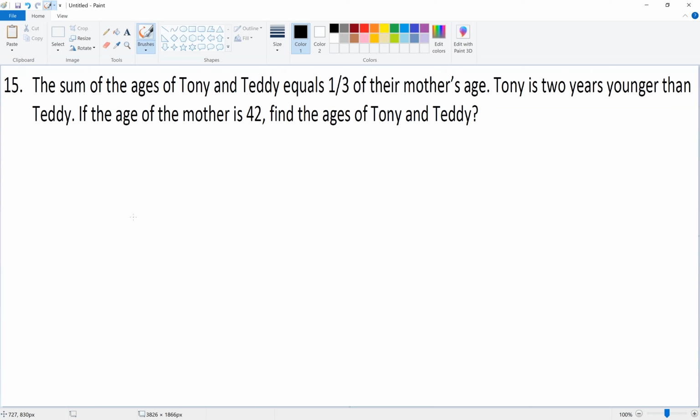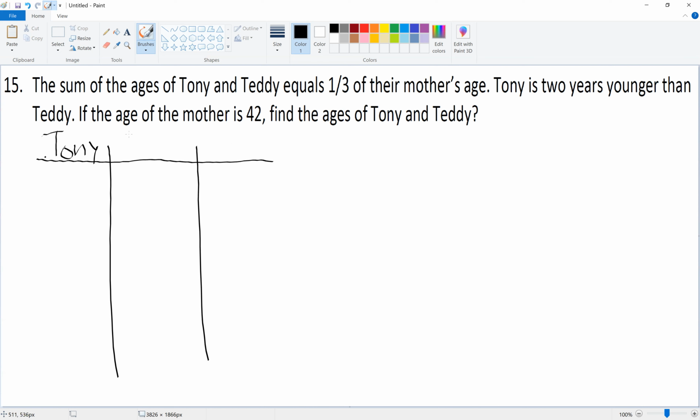Since the sum of the ages of Tony and Teddy equals 1/3 of their mother's age. Tony is 2 years younger than Teddy. If the age of the mother is 42, find the ages of Tony and Teddy. Okay. What did you do? I did equations.